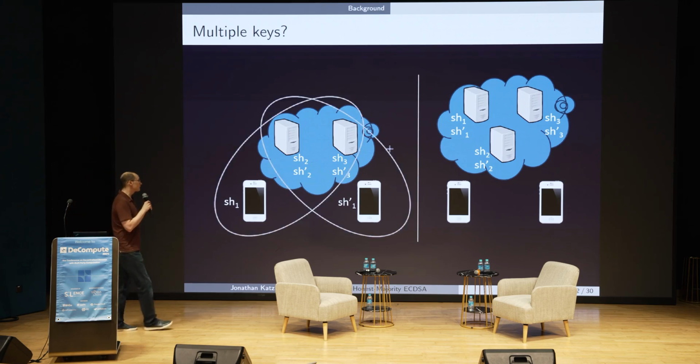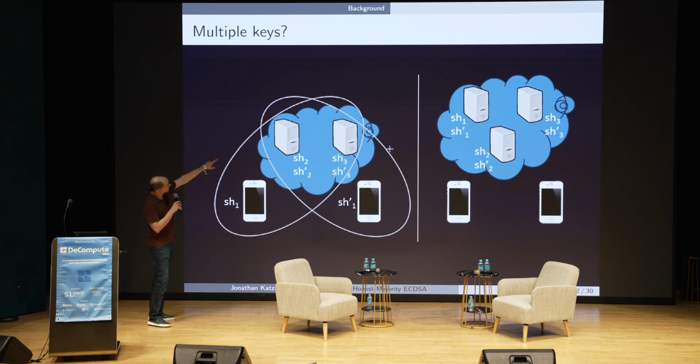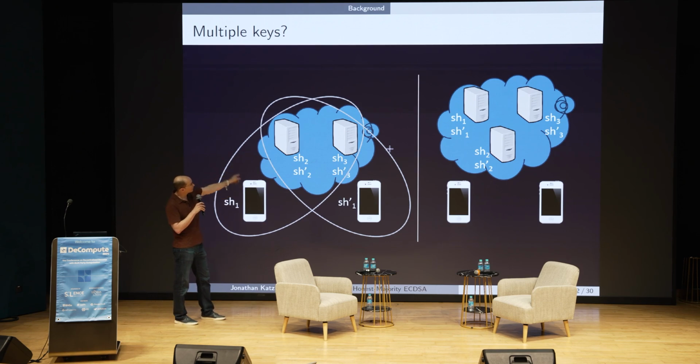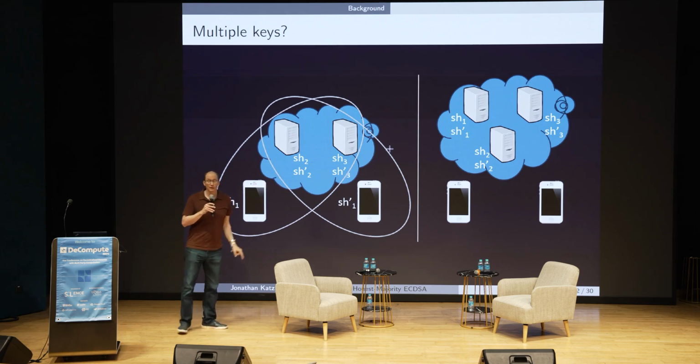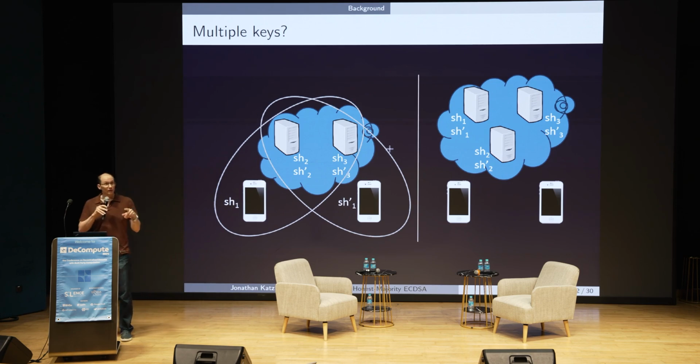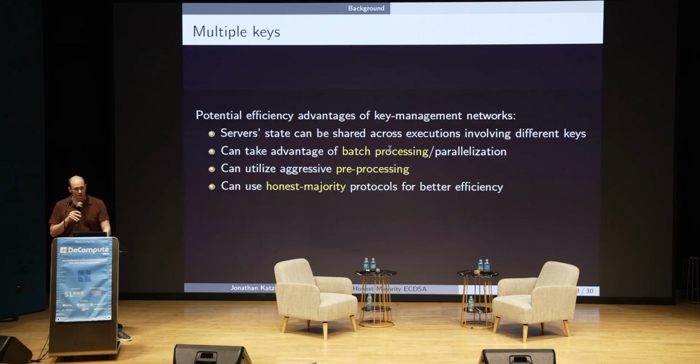And what that means is that if you look at the picture on the left, then when the user on the left wants to sign, there's, let's say, a 3 out of 3 TSS protocol going on among the three parties in the left oval. And when the user on the right wants to sign, you have a 3 out of 3 protocol running among the three parties in the right oval. Whereas on the right-hand side, you have the same set of 3 servers that are signing on behalf of both users, running the threshold protocol. Obviously, this extends to more than 2 users who are signing, but there's a limit to what I could fit on the slide. So what are some efficiency advantages that you can get from these key management networks?